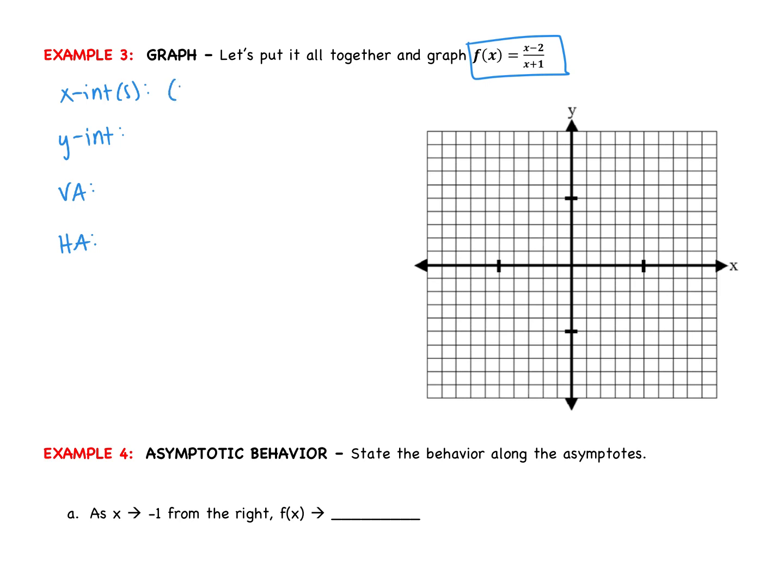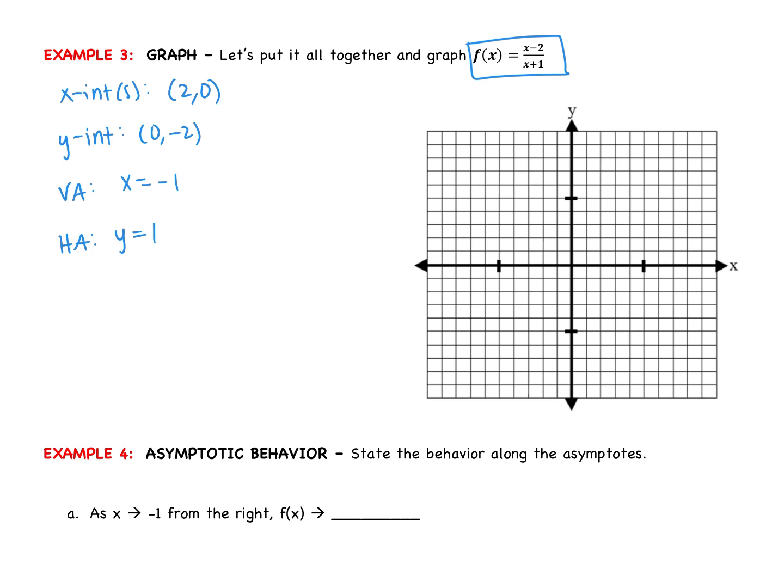Our x-intercept, if you remember, was (2, 0). Our y-intercept was (0, -2). Our vertical asymptote was at x equals -1. And our horizontal asymptote was at y equals 1. All of that we found on the previous page. All I did is just copy it over. Okay, we are going to start by putting this information on the graph and then see what it tells us.